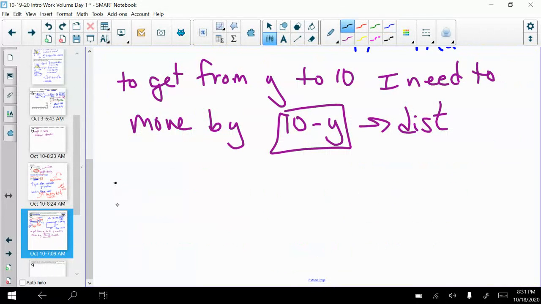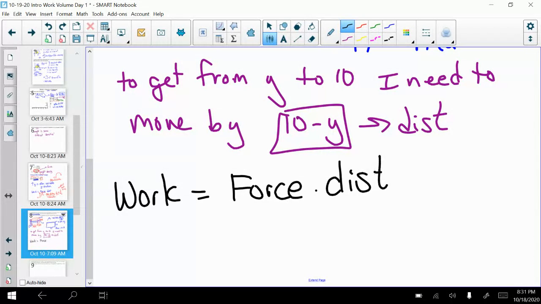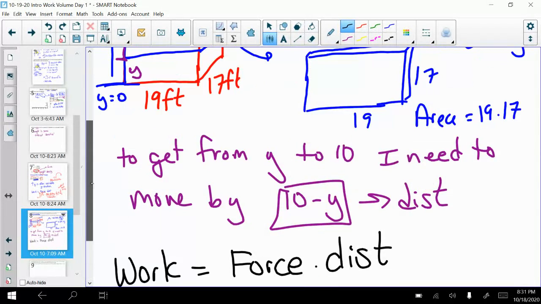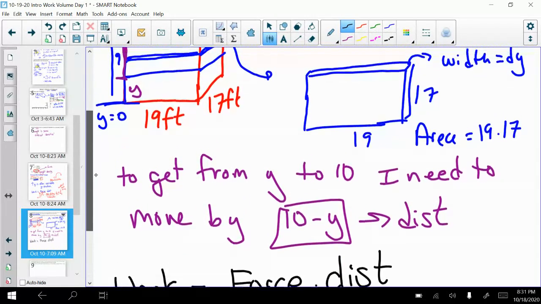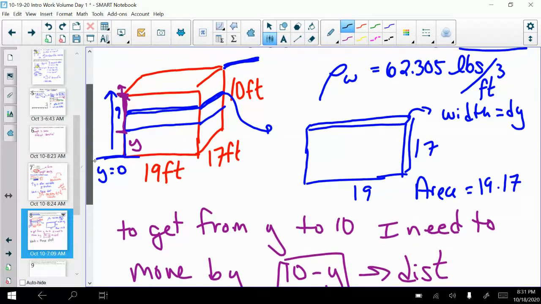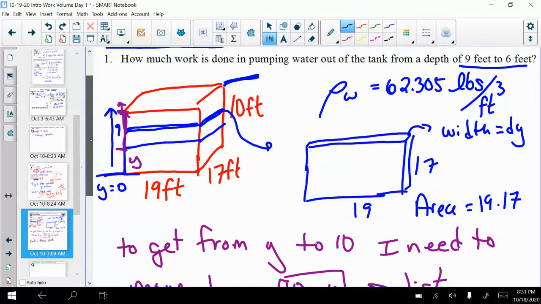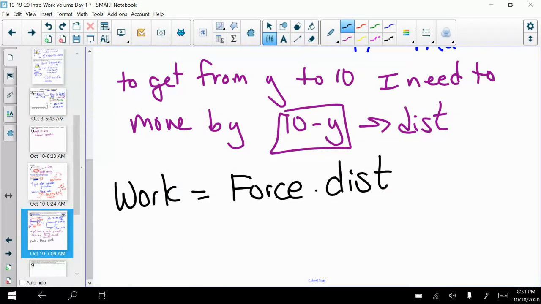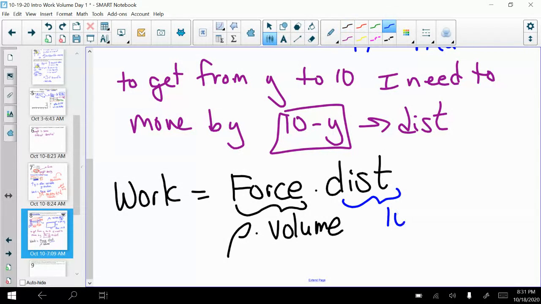Which means when we set up the whole problem, we said work equals force times distance. And my force is not variable here, I guess. Force is constant here. My force is my rho times my area times the dy to make it volume. So force, remember, is rho times volume. Okay, and this distance we said was 10 minus y.